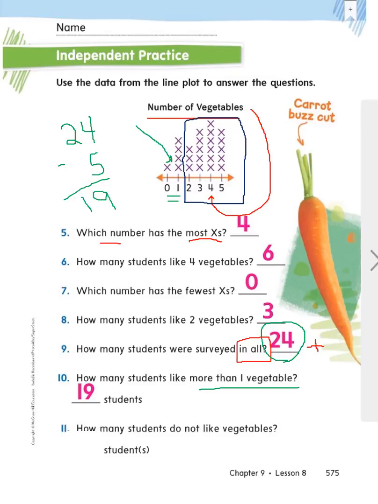Number 11, how many students do not like vegetables? And the answer is 1. How do we know? We go to the 0. 0 vegetables.